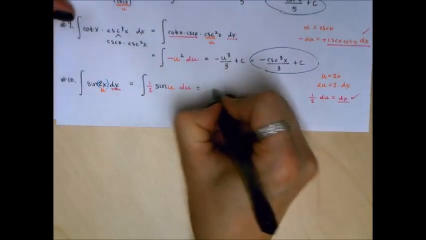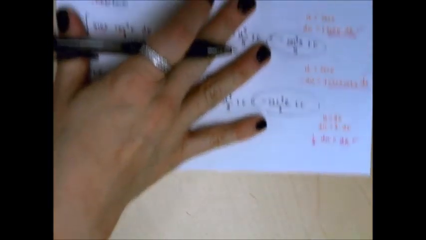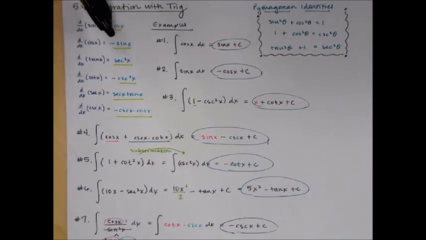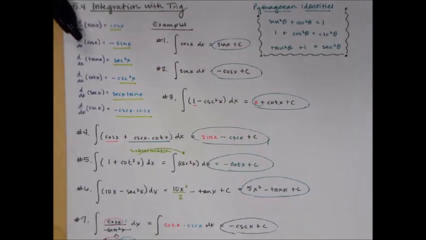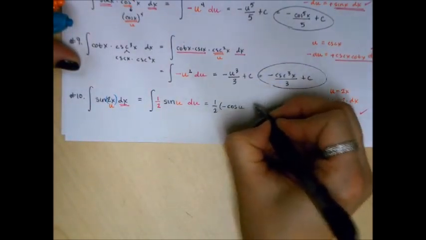And then we're just worried about integrating sine. So remember to check your list. Sine is a value that's in our list. Okay, to get sine, well, we'd have to take the derivative of cosine. Well, the derivative of cosine should give me negative sine. And right now, in number 10, I have positive sine, which means I must be taking the derivative of negative cosine. So this would be negative cosine u plus c.